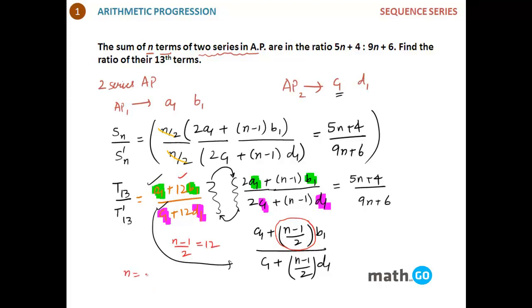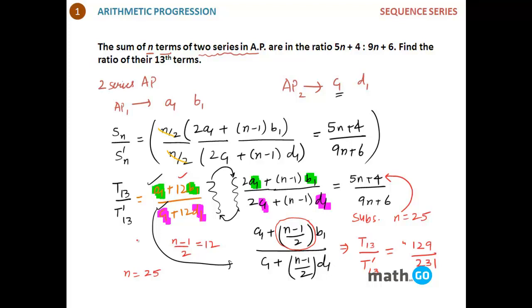This gives us the value n is equal to 24 plus 1, and this is 25. So if we substitute n equal to 25, the LHS will get converted to T13 by T dash 13. Now don't forget, we also have to substitute n in the right hand side. So this is nothing but what? 5 into 25, that is 125, plus 4 is 129. And 6 into 25 is 150, plus 6, that is 156. That is the answer we are looking for.